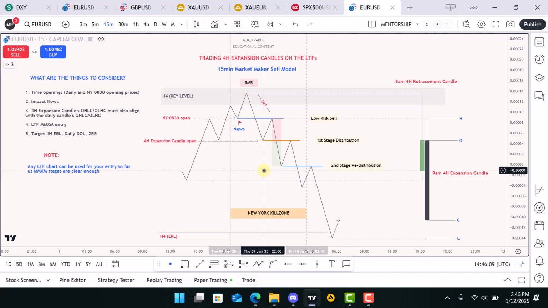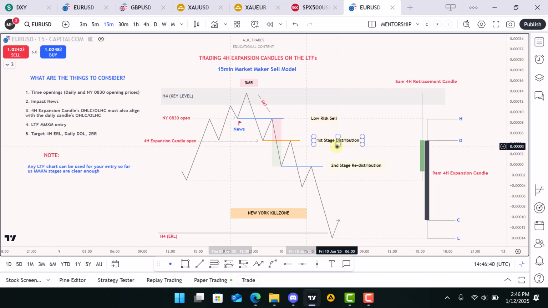Now, mind you, all this, if you are trading the New York 8:30 open price, we are expecting to get an opportunity within the New York kill zone. So our setup should happen within the New York kill zone. Anything beyond that, I'm not interested. Now, in this scenario, where I'll be entering will be my first stage distribution.